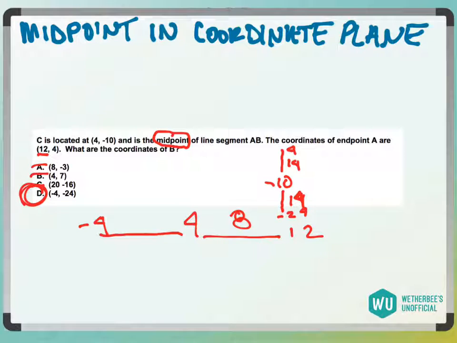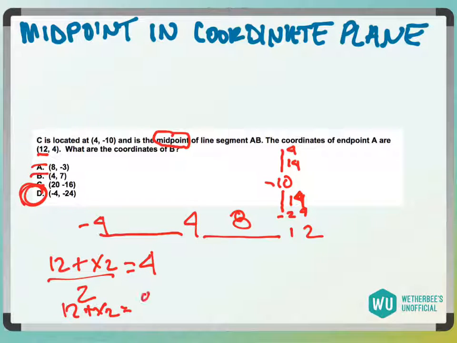You could solve it algebraically by saying the midpoint is you take the average, right? So if C is the midpoint, we'd take the x coordinate plus the other x coordinate, x2, over 2. Taking the average is going to be 4, which would give me 12 plus x2 equals 8. And then x2 equals 8 minus 12, which is -4, right? And then you do the same thing with the y coordinate.